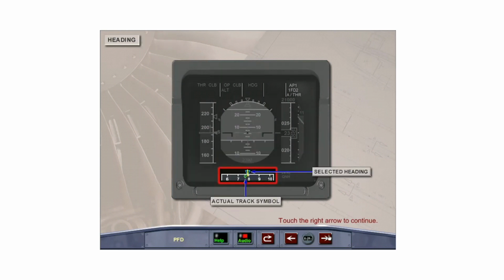The heading reference line and scale is white on a gray background and moves behind a fixed yellow vertical reference line to indicate magnetic heading. The selected heading or track is displayed as a blue triangle. The actual track symbol is displayed as a small green diamond. If the selected value is off the scale, digits representing the heading or track will be displayed on the right or left side of the scale.